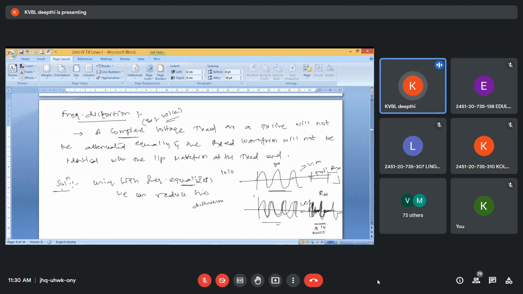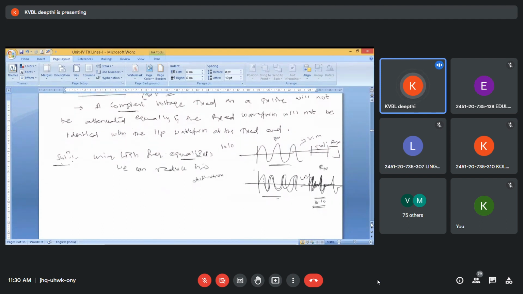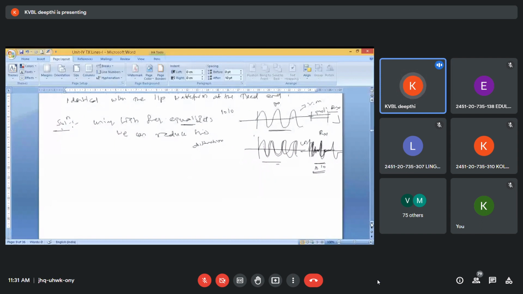So now how do we write it in equation form? As I have mentioned already, alpha is frequency independent. So how do we write the equation for this?